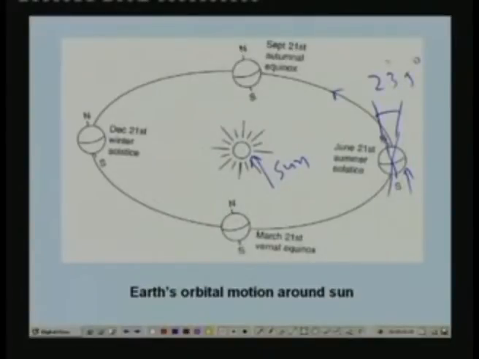If you take the Sun as a reference, then you can see the position of the Earth on different days. For example, on June 21st its position is like this, on September 21st it is like this, on December 21st it is like this, and on March 21st it is like this. June 21st is known as summer solstice, September 21st is known as autumnal equinox, December 21st is known as winter solstice, and March 21st is known as vernal equinox.